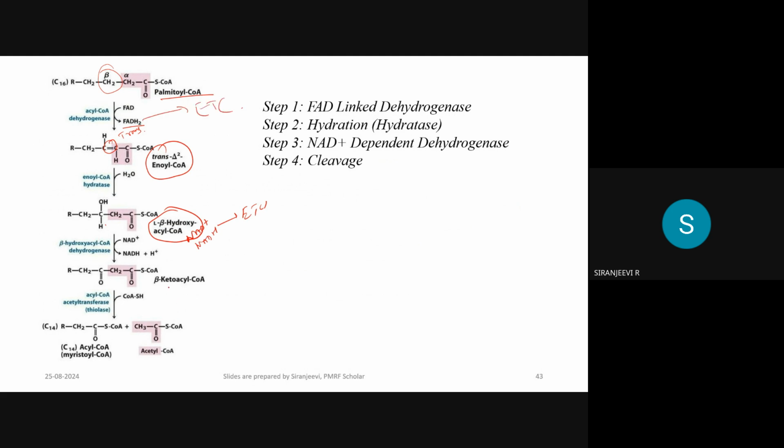And finally, from the beta-ketoacyl CoA, in the presence of acyl CoA acetyltransferase, thiolysis occurs, then the acetyl CoA will be formed, and the acyl CoA is formed again. This acyl CoA again goes back to beta oxidation. So this is the overall step: the FAD-linked dehydrogenase forms FADH2, and the NAD plus dependent dehydrogenase forms NADH.